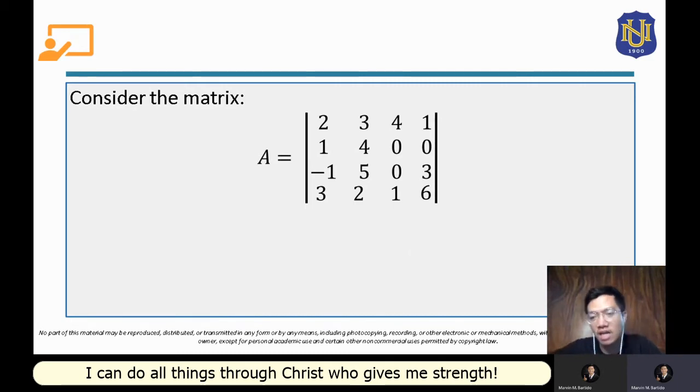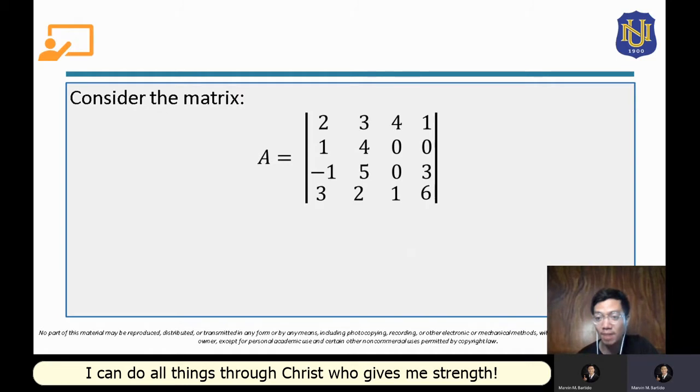We have already discussed how to solve for the determinants of order 2 or 2 by 2 matrices and determinants of order 3 or 3 by 3 matrices. Now, what if the given matrix is already a matrix of order 4 or 4 by 4 matrix? What if the matrix is already 5 by 5, 6 by 6, and so on? What if our matrix has an order higher than 3?